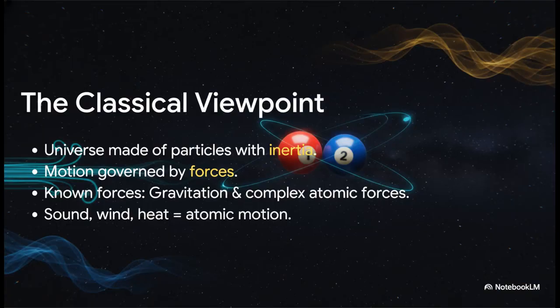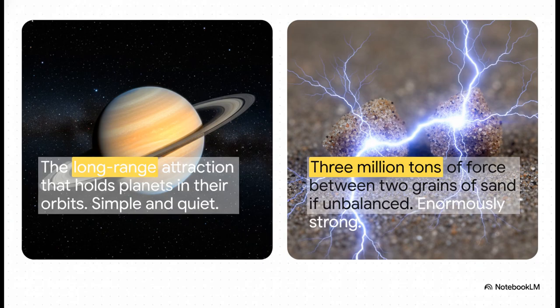And on this stage, you had your actors, little particles. They had inertia, which just means they'd keep on moving unless some force pushed or pulled on them. And physicists knew about 2 main forces: gravity, the simple pull that holds planets in their orbits, and all those messier forces that make chemistry work. With just that, they could explain pretty much everything: heat, wind, even the sound of the ocean. It was a huge success. But there were these little hints that the puzzle picture wasn't quite complete.